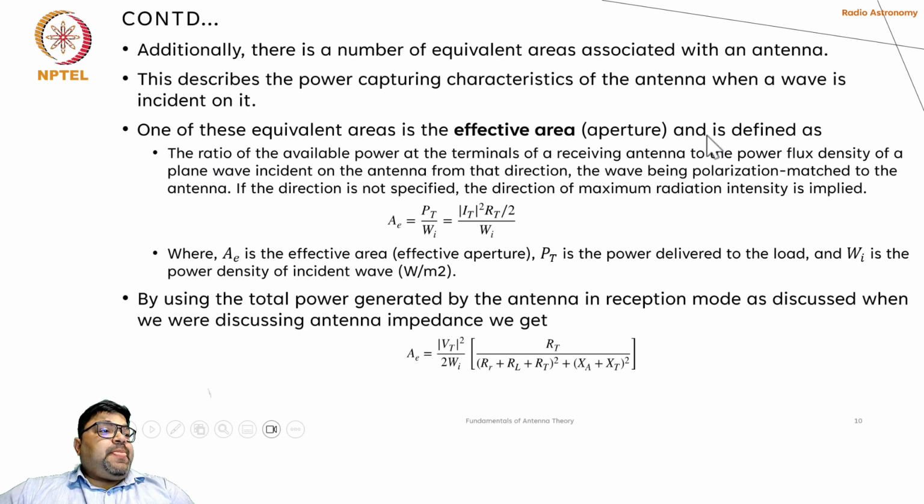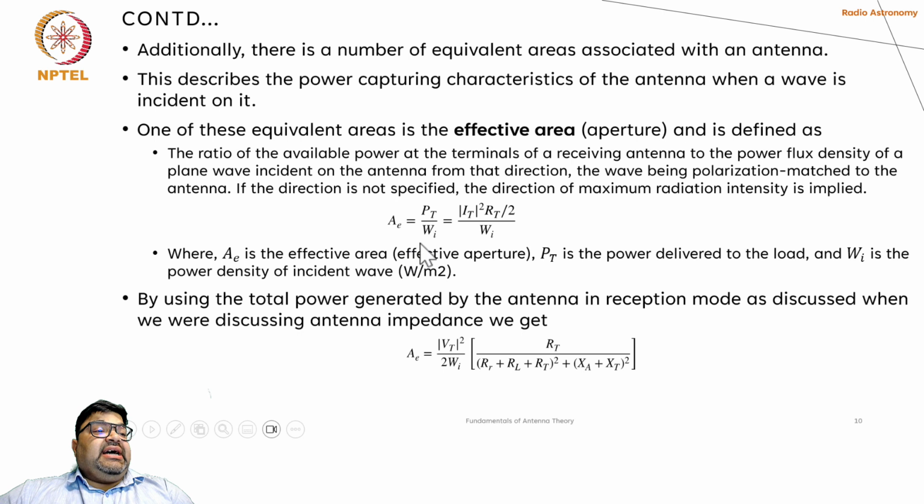Additionally, we see there is a number of equivalent areas associated with an antenna. One of those equivalent areas is an effective area or aperture area and is defined as the ratio of the available power at the terminals of a receiving antenna to the power flux density of a plane wave incident on the antenna from that direction, the wave being polarization matched to the antenna. If the direction is not specified, the direction of the maximum radiation intensity is implied.